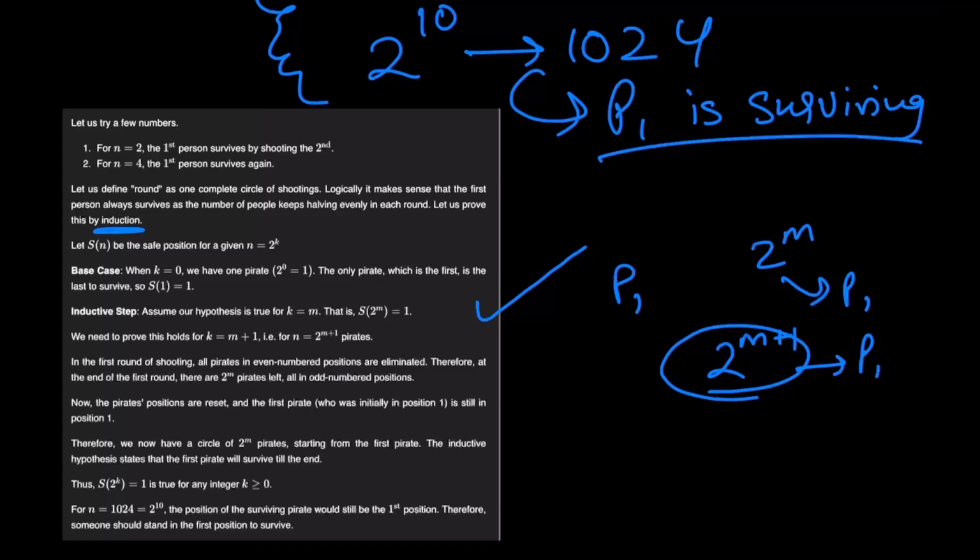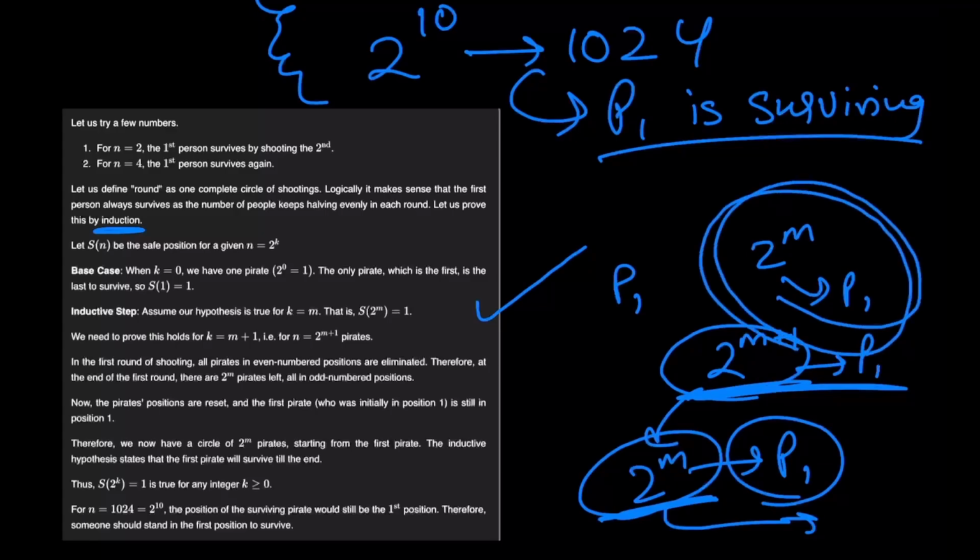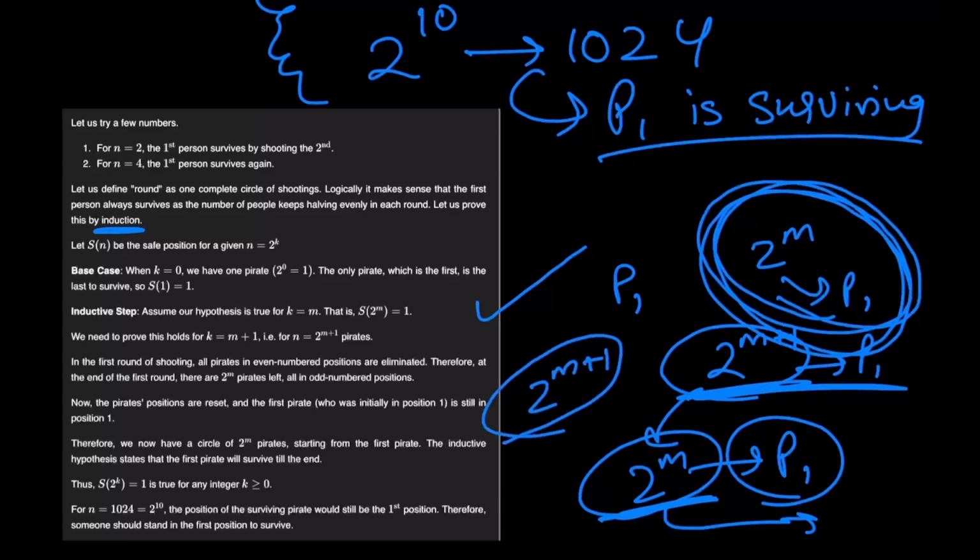We deduce that by saying that for this case, since all of the even number pirates die, we come to the case of 2 to the power m, and all of the odd pirates are surviving. That is going to include P1. And we know from this point onwards, P1 is going to survive all the way, because we had that as the inductive step over here. So this means that the inductive step is also going to be true for 2 to the power m plus 1. That's a basic overview, but I would still recommend you pausing and going over the formal solution over here.